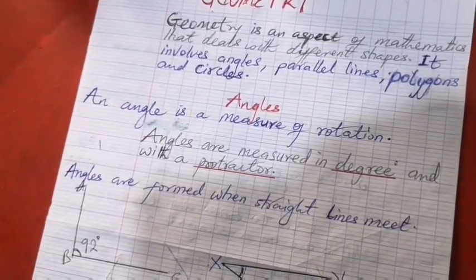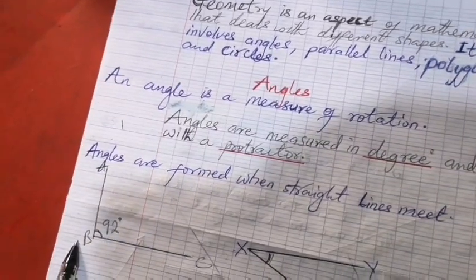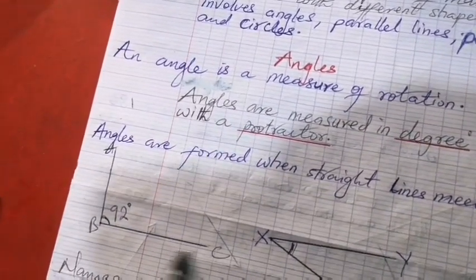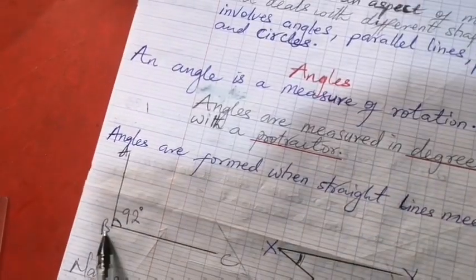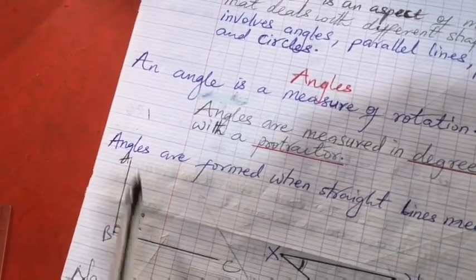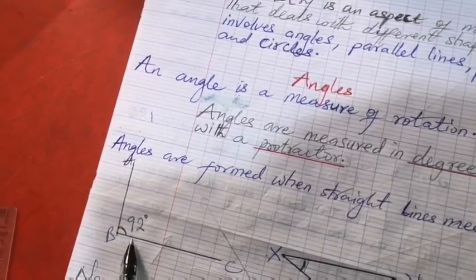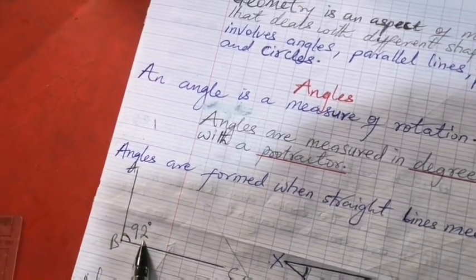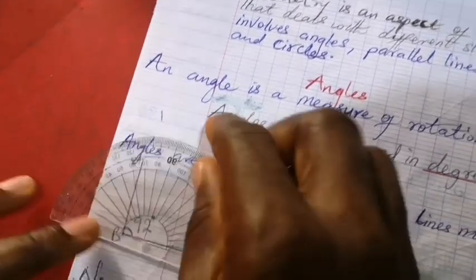Angles are formed when straight lines meet. When two straight lines meet, an angle is formed. Like we have line AB and BC. Two of them meet at this point, and an angle is formed here, and this angle is 92 degrees if you measure it with a protractor.